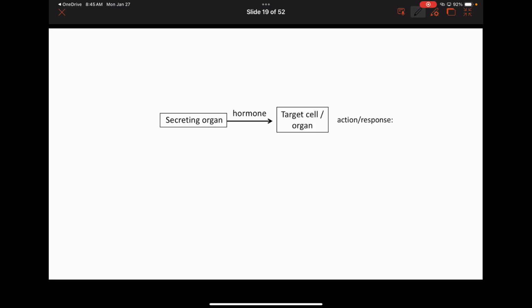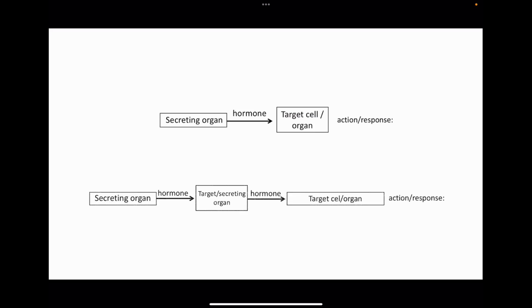Sometimes our flow charts are this short and this easy. Sometimes they take a couple of steps, like when we talk about hormonal stimulation, where one hormone release triggers the release of another hormone, then that flow chart is going to be a little bit longer. But the breakdown is going to be the same. The secreting organ first, an arrow with the hormone that's being released.